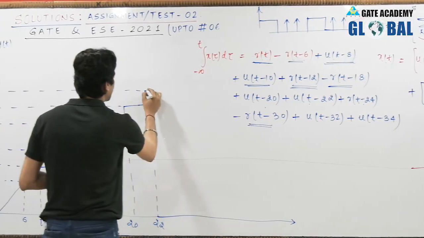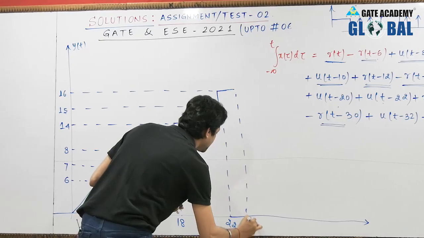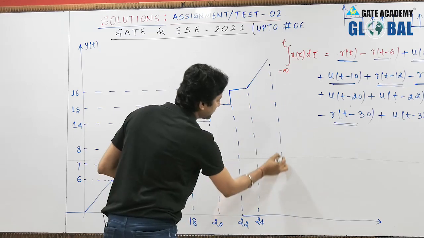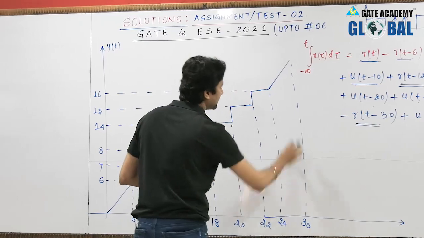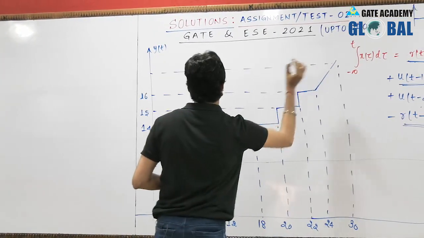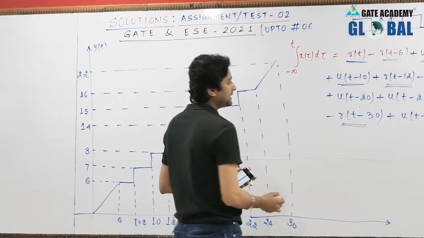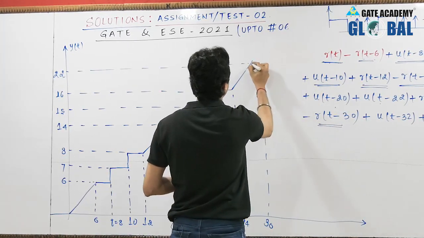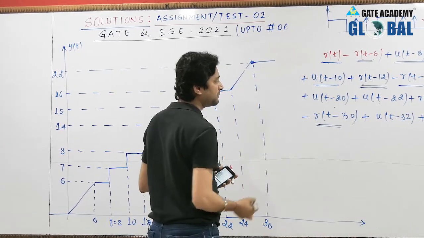So at t equals 24, a ramp occurred with slope 1 and it will move till t equals 30 seconds. So in a 6 second duration, the value will again increase by 6. Therefore, you will be reaching 16 plus 6, that is 22. And now, after t equals 30 seconds, there comes a ramp with slope minus 1. Therefore, after t equals 30 seconds, the slope will be 0, so the signal will be constant.